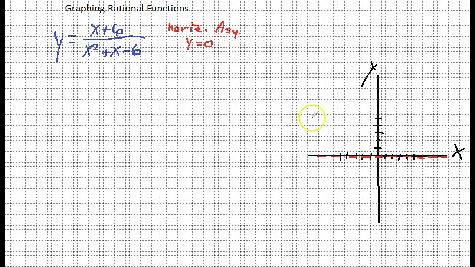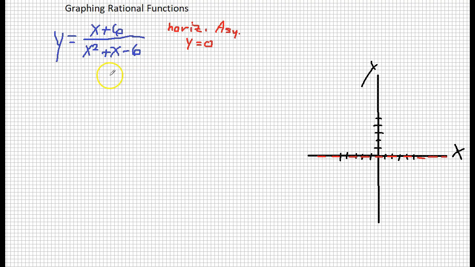Okay. Now, let's see if we have any vertical asymptotes. If we have vertical asymptotes, those would be called points of discontinuity. Why? Because it makes the function not continuous. What does continuous mean? It means that I could draw the whole thing without picking up my pencil. However, because we have x's in the denominator, we are going to have points of discontinuity.